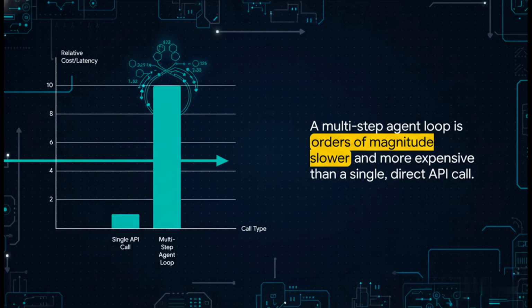This chart really just drives the point home, doesn't it? A single, direct API call is fast and predictable. A multi-step agent loop with all those round trips to an LLM is orders of magnitude slower and more expensive. What this means, for now at least, is that agents are a much better fit for asynchronous, complex background tasks rather than anything that's in a real-time, user-facing request path.